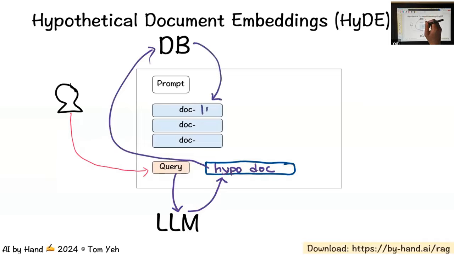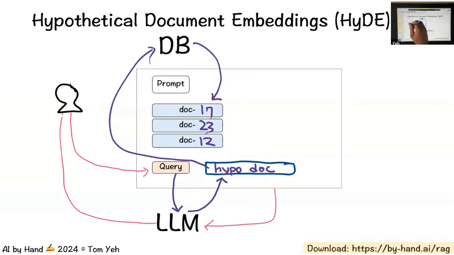The advantage of this is that the database has a lot more keywords in your hypothetical document to look up relevant documents. And with that, we take the whole thing, the augmented query, to the large language model again and get the answer for the user.